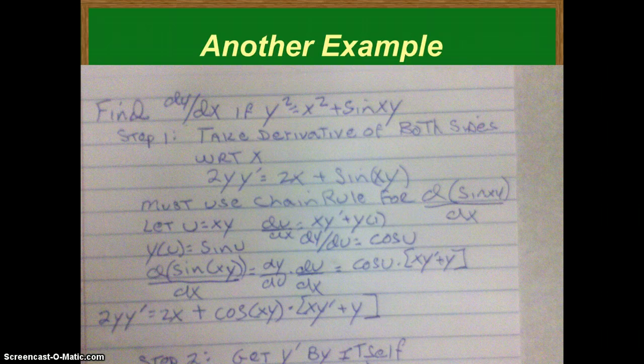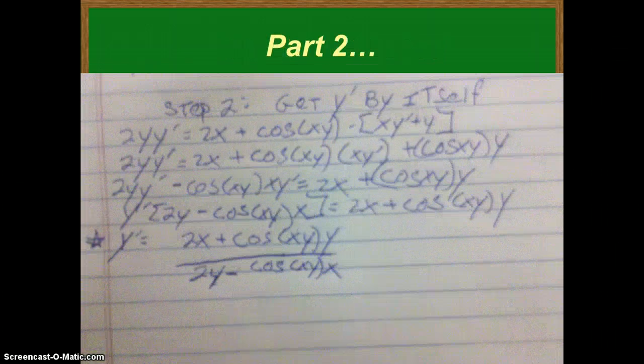Substituting in, it would be equal to cosine of u times the quantity x times y prime plus y. Okay, continuing on, left-hand side, 2y prime equals 2x times, substitute what u is into cosine of u. Cosine of x times y times the quantity x, y prime plus y. Step 2 is on the next slide.